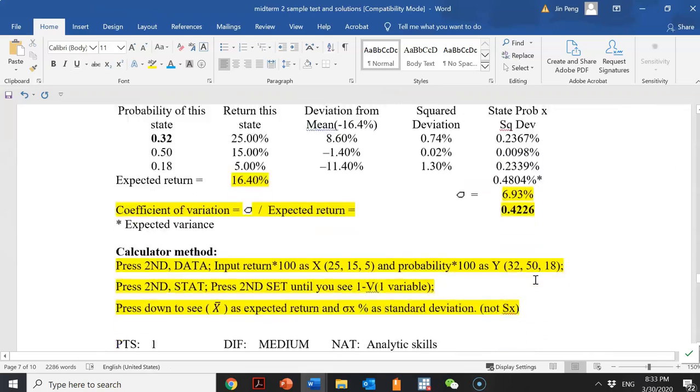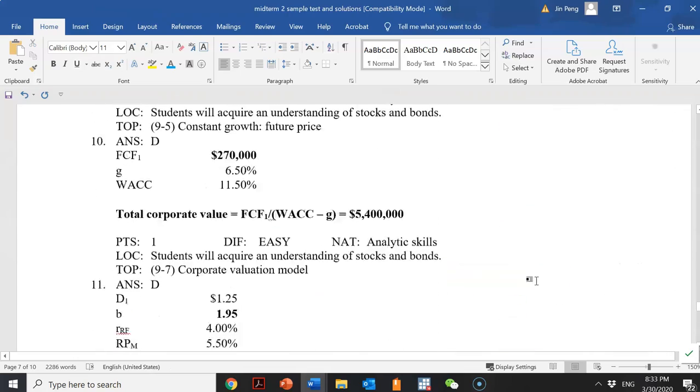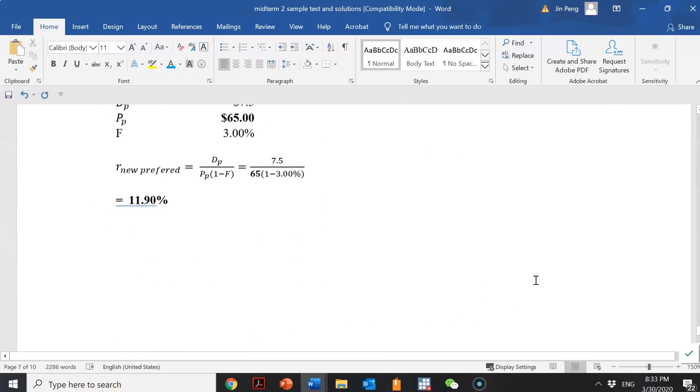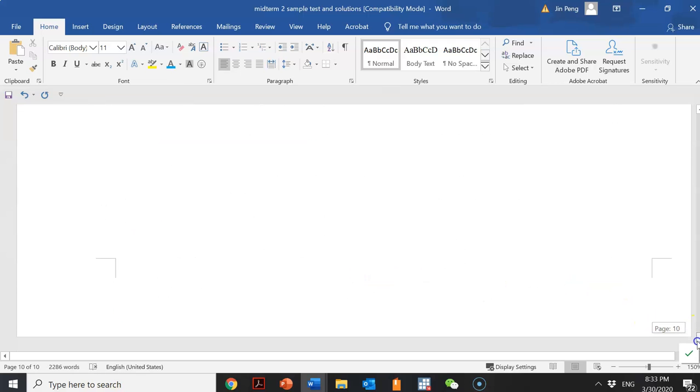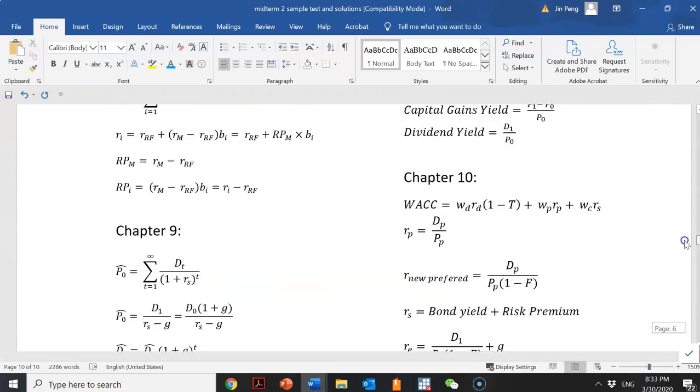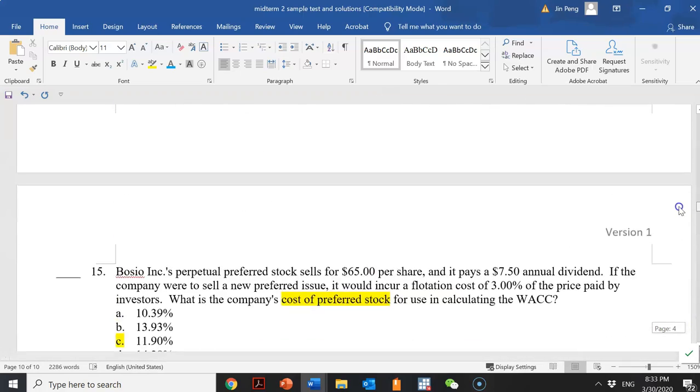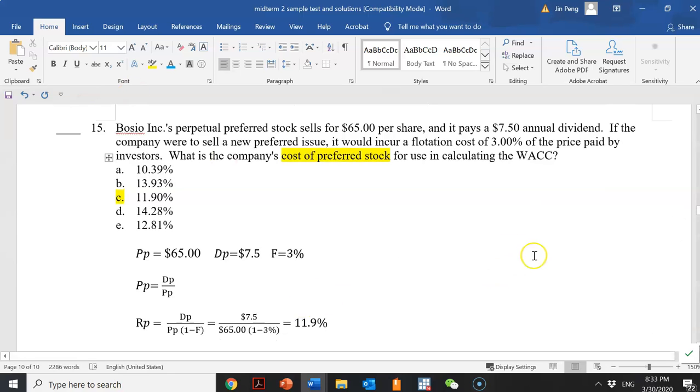Okay, and we also have more explanations on the solutions of all the questions for the 15 questions at the end of the file. I hope most of you got most of the questions right when you first did it yourself. And if you have further questions on any of these questions, you can always email me or make an appointment with me on Zoom.